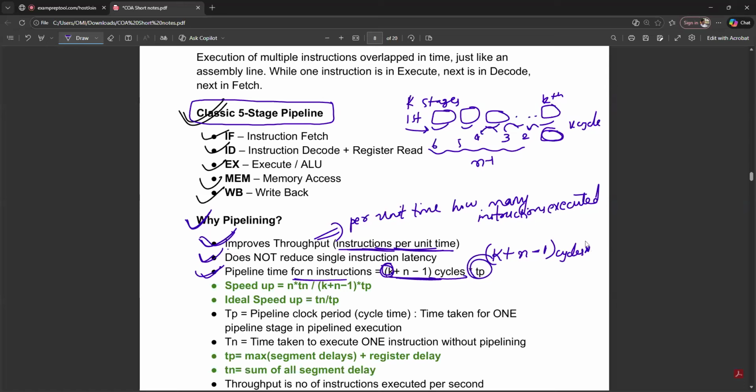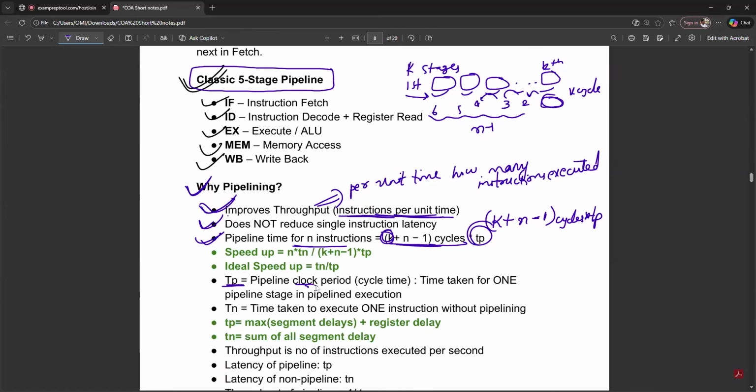TP is the pipeline clock period or cycle time: the time taken for one pipeline stage in pipeline execution. So it is called cycle time or pipeline time. Got it? That is TP. If you multiply by TP, you get the total pipeline time.